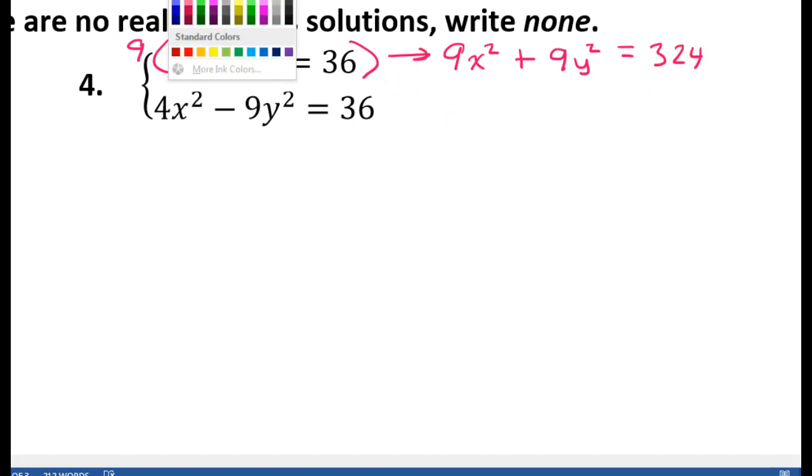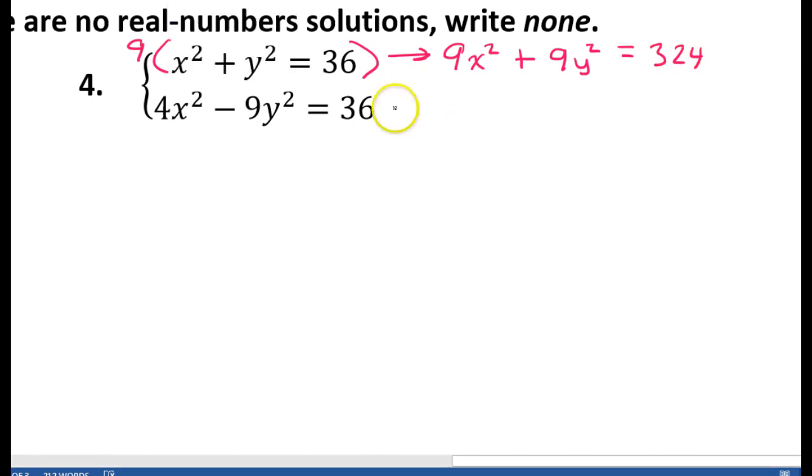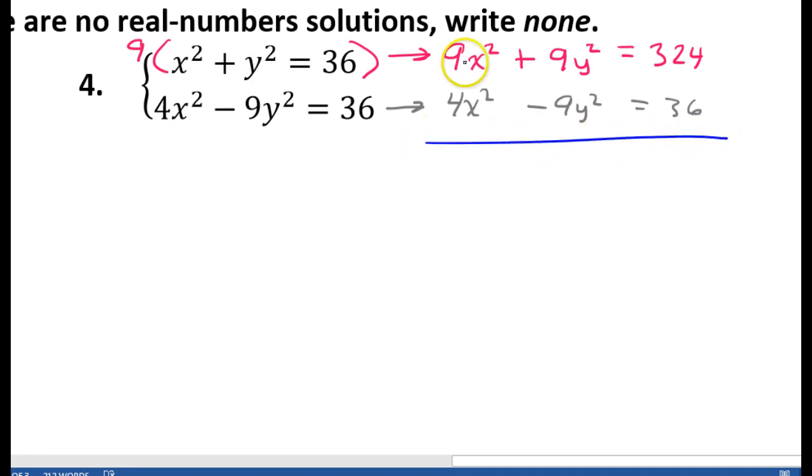Now the bottom equation, I did not change anything, so I'm just going to keep that the way it is. So 4x squared minus 9y squared is equal to 36. Now I have opposites that cancel, so I can make a new valid equation by combining these like terms. These are going to cancel out. So here I will have 13x squared equals, what is this, 360?